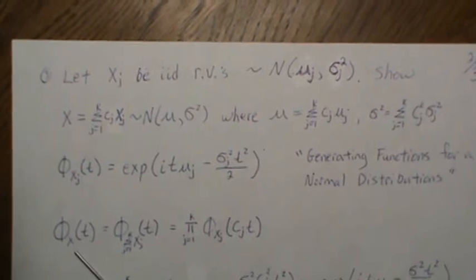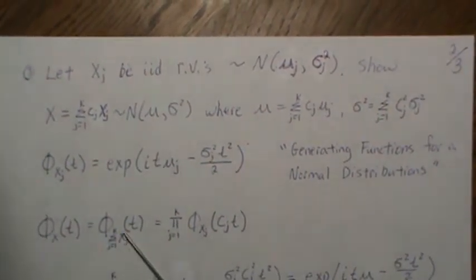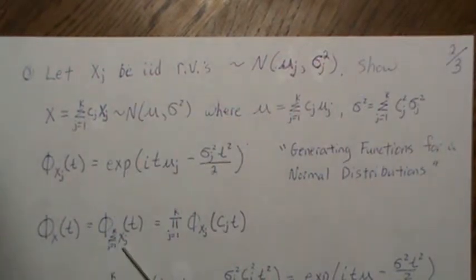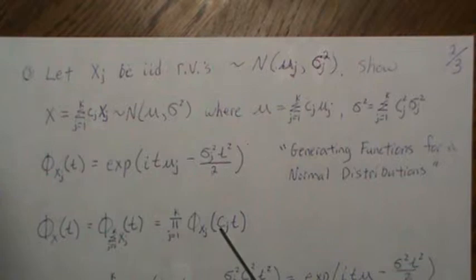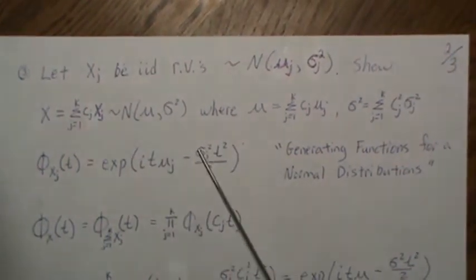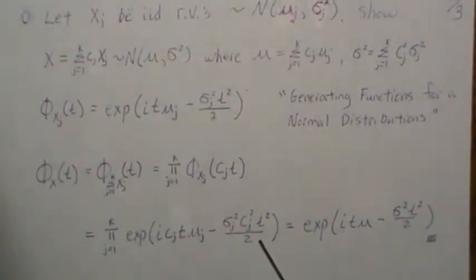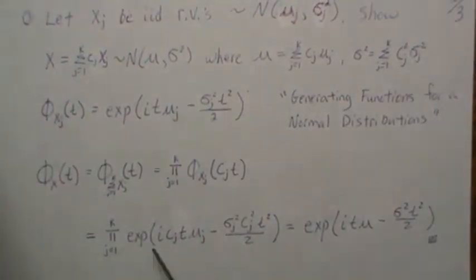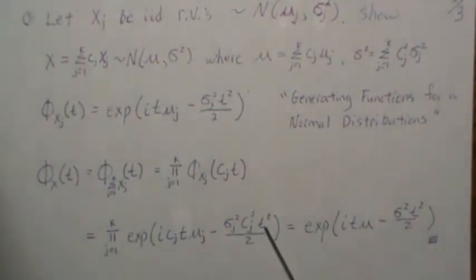So we start. So phi of X, well, that's the sum, and they're IID, so that ends up being the product of these individual characteristic functions. So we plug in this for each one of those, and we get this. But this is e, and it's a product, so you end up adding the exponents. So there's a common term, there's going to be k of these.